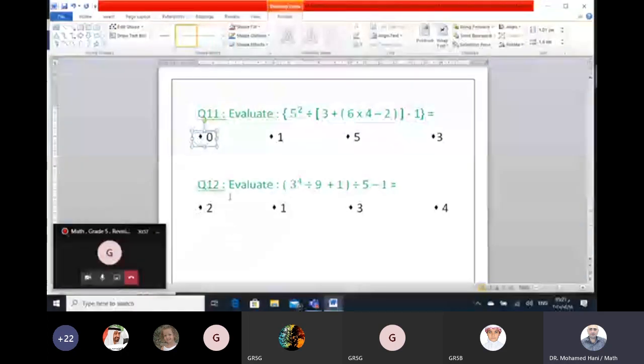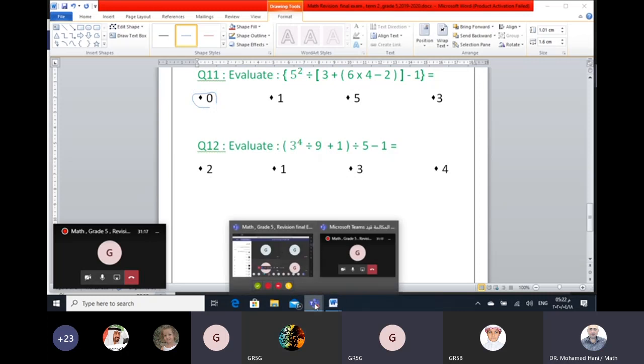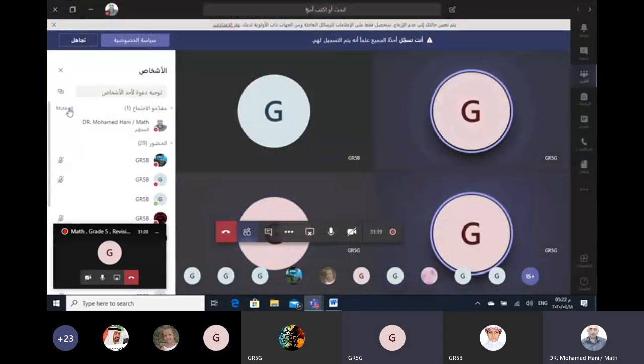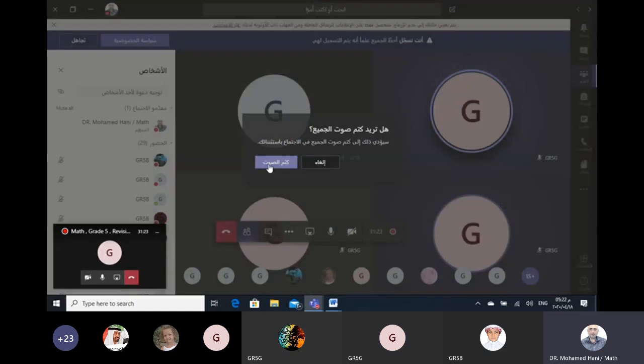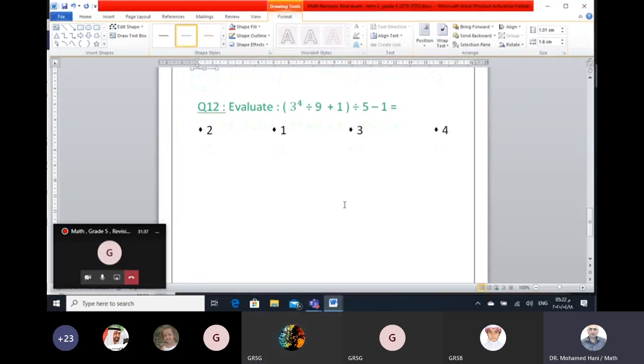Right. The last question: evaluate, find the value of this expression. Wait, please. Here we have, between parentheses, 3 times 4 divided by 9 plus 1. Then we have divide by 5 minus 1. Now tell me your answer.